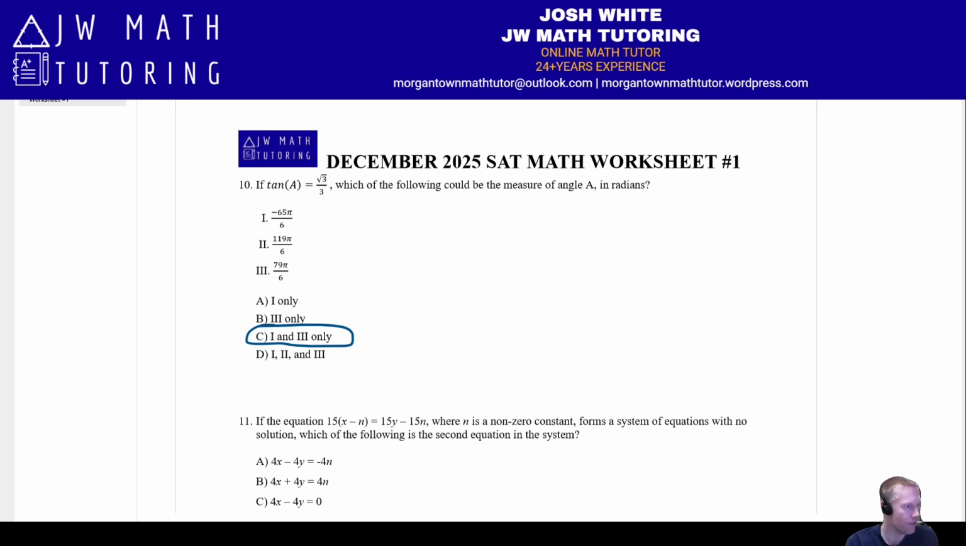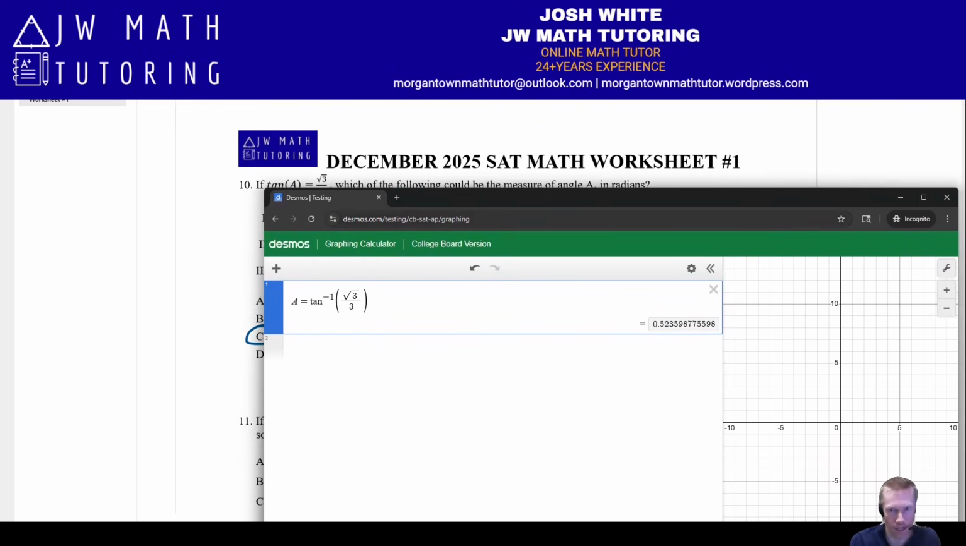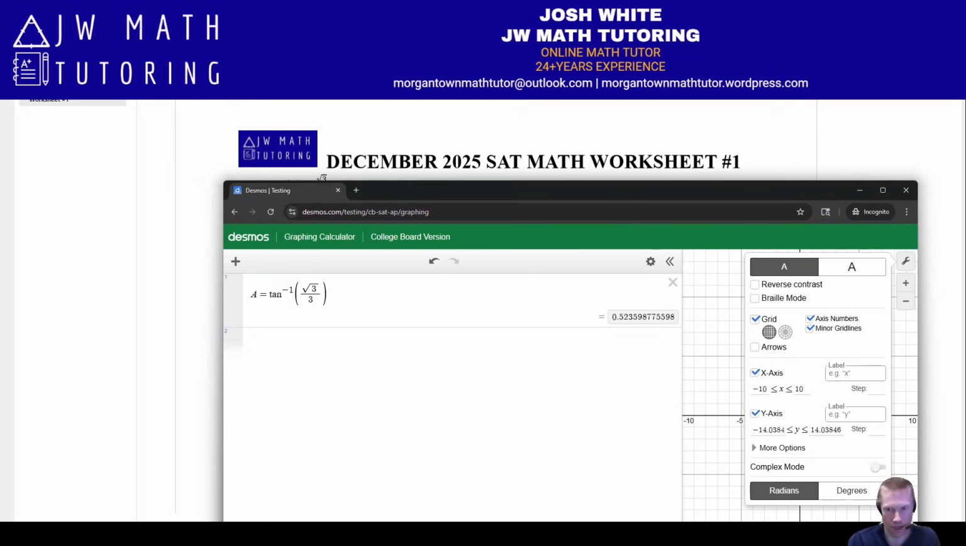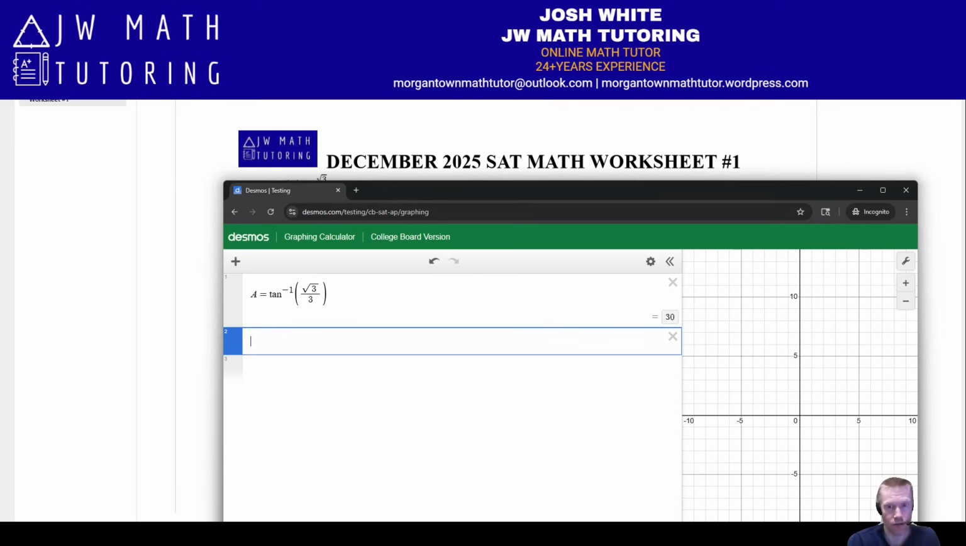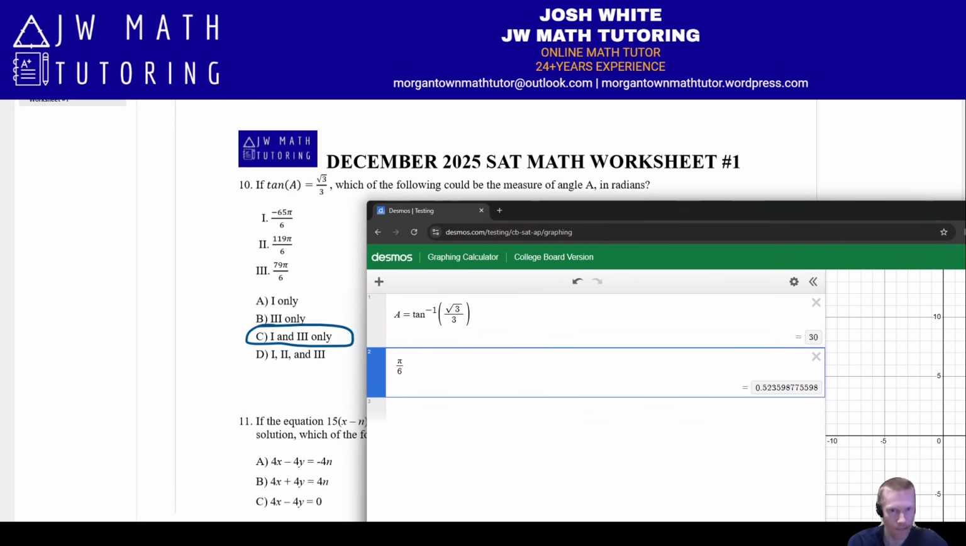So what I noticed is I went to Desmos and I said, okay, if I wanted to solve for this angle, angle A would equal arctan or inverse tan of root 3 over 3, right? So that's how many radians angle A is. That's basically the quadrant 1 reference angle. And then I change this to degrees. The reason I changed this to degrees is because now I recognize it's 30 degrees, therefore, okay, it's pi over 6 radians. If you recognize 0.523598, whatever, is pi over 6, then you don't have to do this extra step.